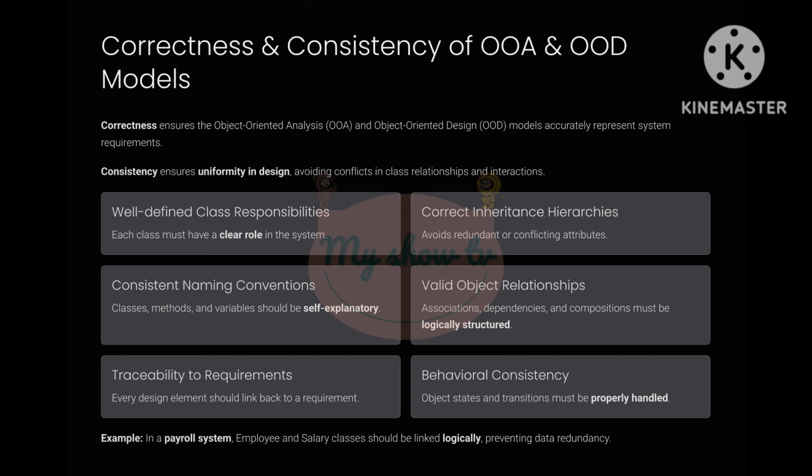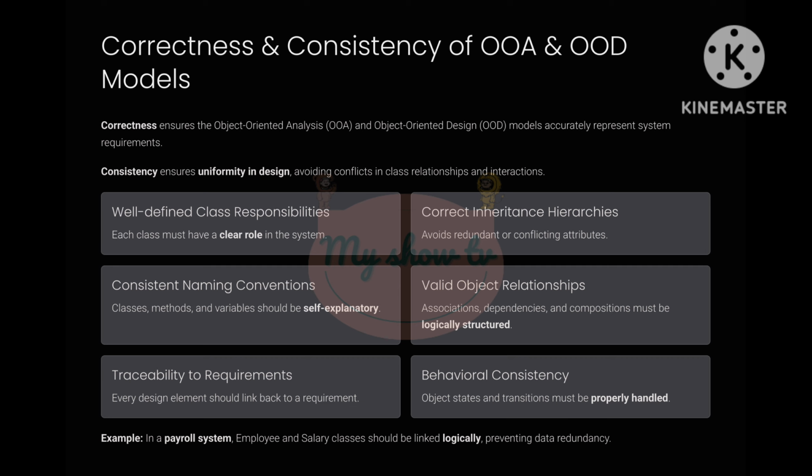Slide 3. Correctness and consistency of OOA and OOD models. Now, let's talk about the correctness and consistency of object-oriented analysis, OOA, and object-oriented design, OOD, models. 1. Correctness means that our object-oriented design accurately represents the system's requirements without missing any functionality. 2. Consistency ensures that the design follows uniform rules and that objects interact logically without contradictions. To achieve correctness and consistency, we must check the following.